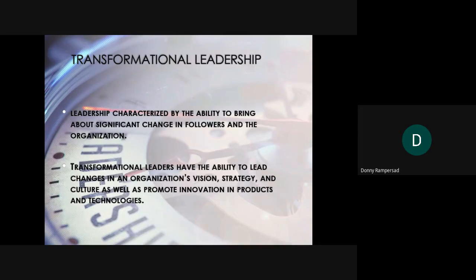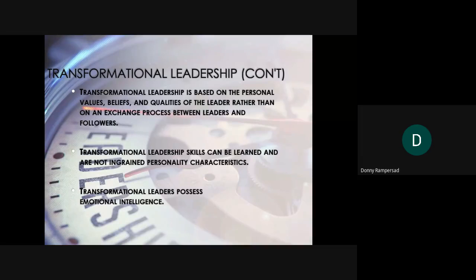What is transformational leadership? Transformational leadership is leadership characterized by the ability to bring about significant change in followers and the organization. Transformational leaders have the ability to lead changes in an organization's vision, strategy, and culture, as well as promote innovation in products and technologies. Transformational leadership is based on the personal values, beliefs, and qualities of the leader, rather than an exchange process between leader and followers. Transformational leadership skills can be learned and are not ingrained personality characteristics. Transformational leaders are typically emotionally stable and positively engaged with the world around them, and they have a strong ability to recognize and understand others' emotions.